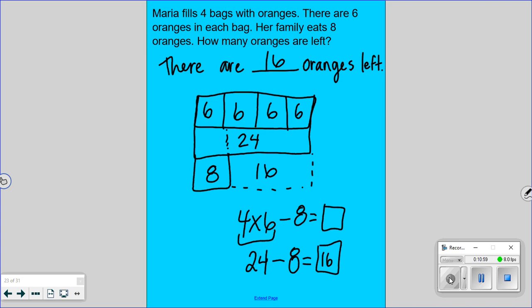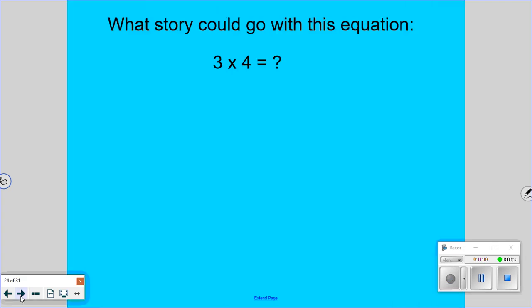All right, this next part, you're not really going to need to write anything, but I want you to be thinking with our math language. So what I'm going to do is give you an equation, and I want you to tell me what math story could go with that. Right now I have 3 times 4 equals mystery. What math story could go with that? Ava, what you got?